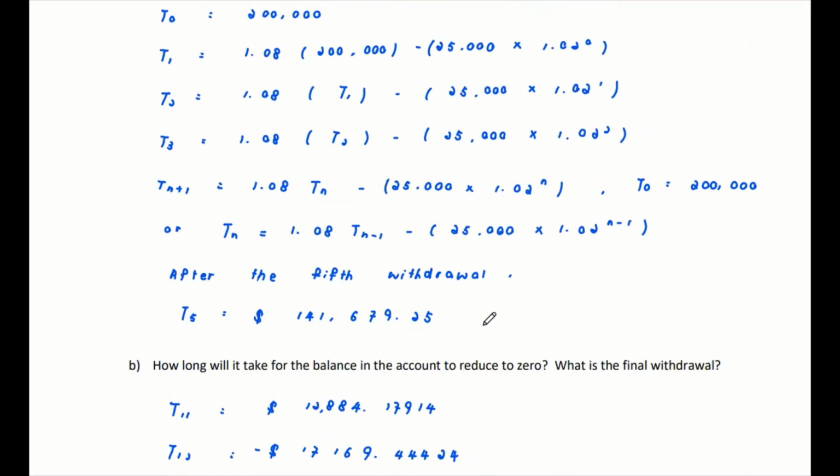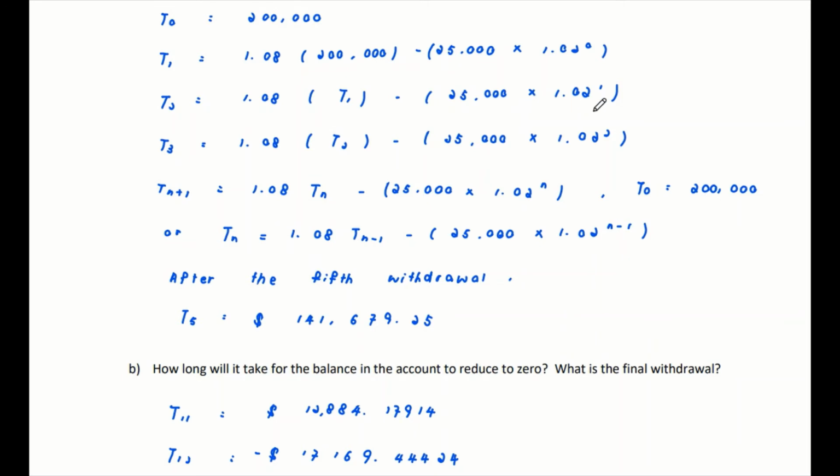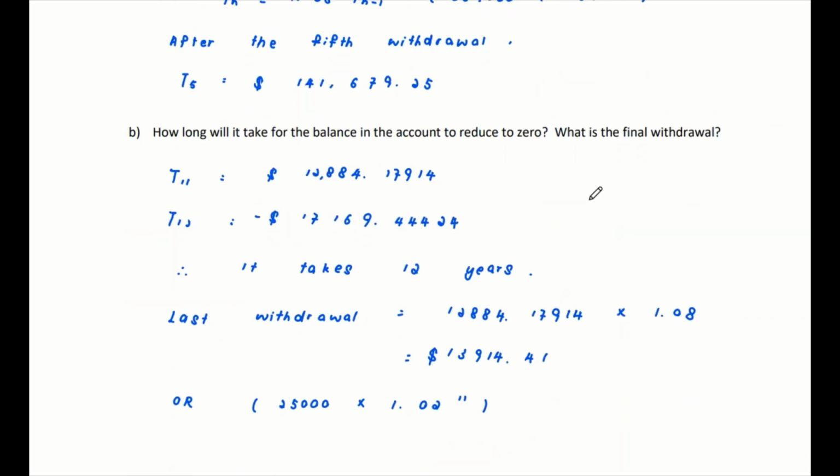So the second time, you increase the first time by 2%. The third time, you increase another 2% on the second time's amount. So that's why for the 12th time, you have increased 11 times already. So multiply 1.02 to the power of 11. Then you minus off the negative value that you are having here. Then after that, you should be able to get exactly the same answer here.